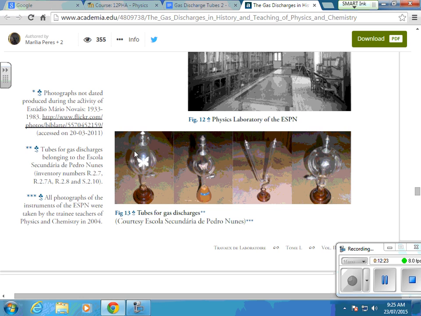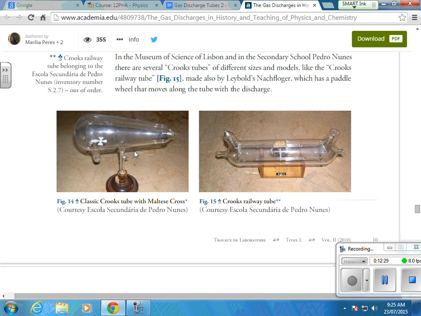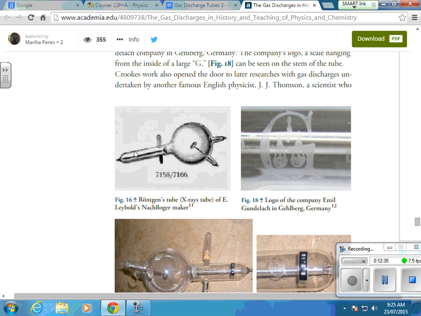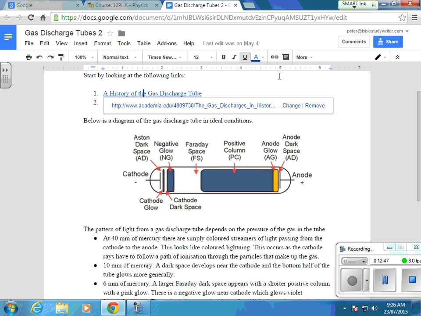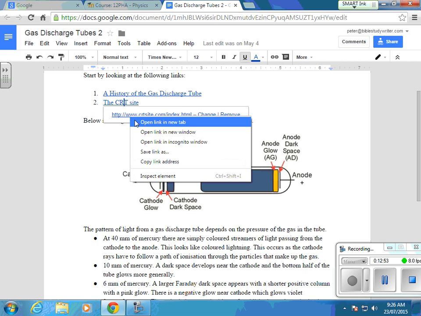And there's the famous classic Crookes tubes. And there's x-ray tubes and things. So, that site there is actually available if you want to do some background reading and get a deeper appreciation of the history of this stuff. You don't have to do it. This site, the CRT site, is very useful. It's a good site. Cathode ray tube.